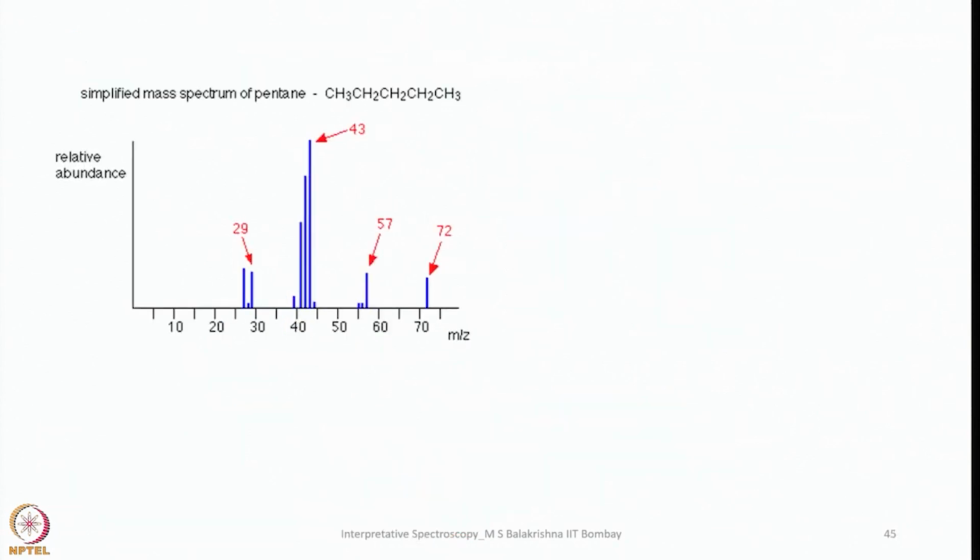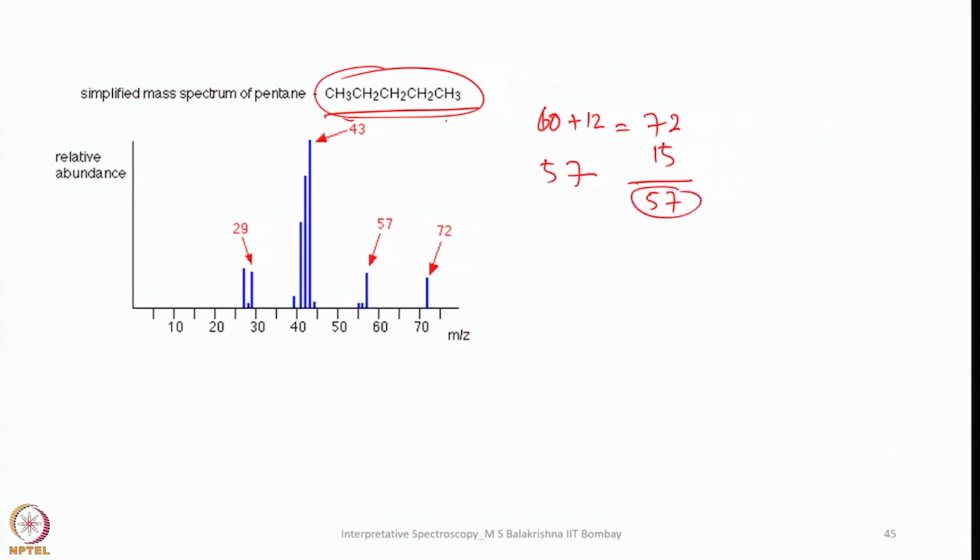Now the mass spectrum of pentane is shown here, and in this one should try to identify the different peaks. This 72 is for the molecular ion. If you calculate the molecular weight here, 60 plus 12 hydrogen atoms, this is 72, and then we have one at 57. We should try to identify what it is due to. Of course, if you remove one CH3 here, then you will get 57. That means one CH3 is missing here, and here one CH3 and one CH2 are missing.